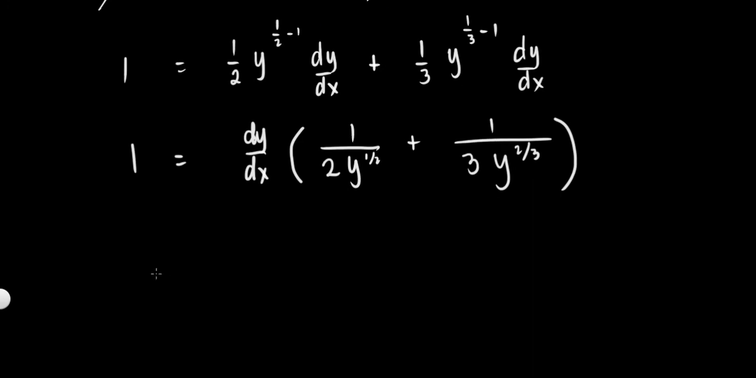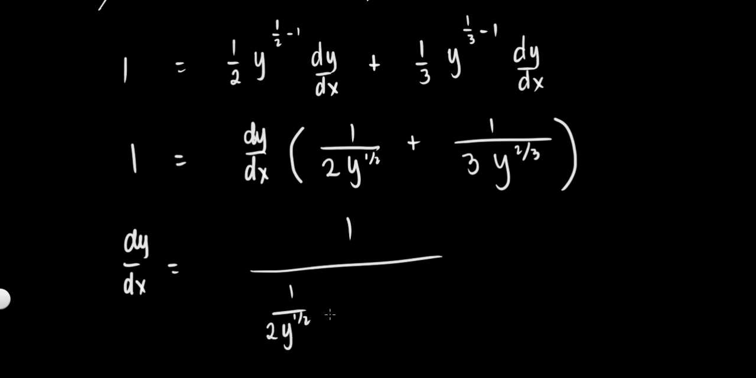Then, you solve for dy over dx by dividing both sides by 1 over 2y raised to 1 half plus 1 over 3y raised to 2/3. So, 1 over 1 over 2, y raised to 1 half plus 1 over 3 times y raised to 2/3. And the rest is history.